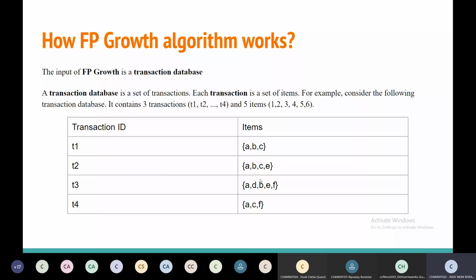Suppose you are going to a shopping mall and you are buying some items in that particular area. Suppose A is your apple, B is your mango, like that. So in transaction one, we have some sets of items, and similarly in T2, T3 and T4, we have some transactions, or we can say we have some items that need to be processed.